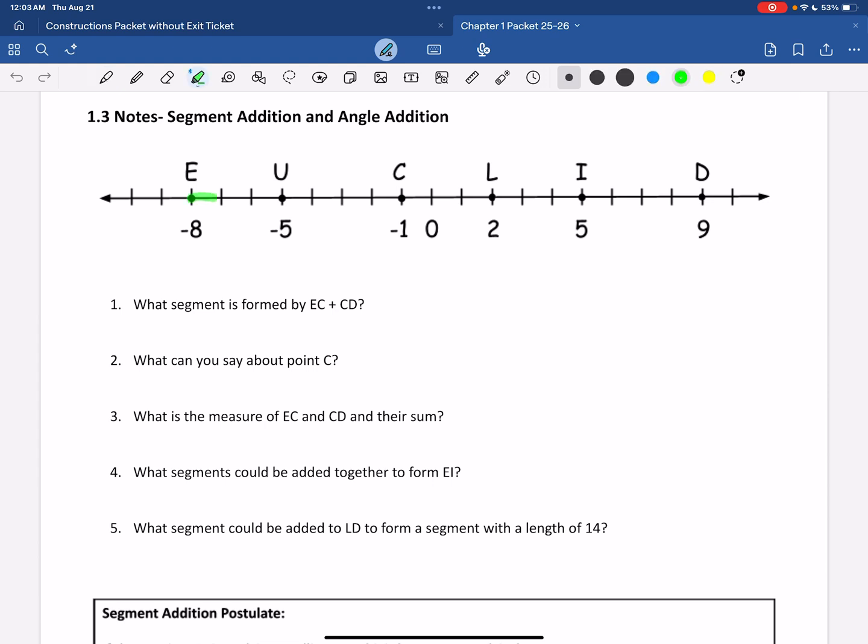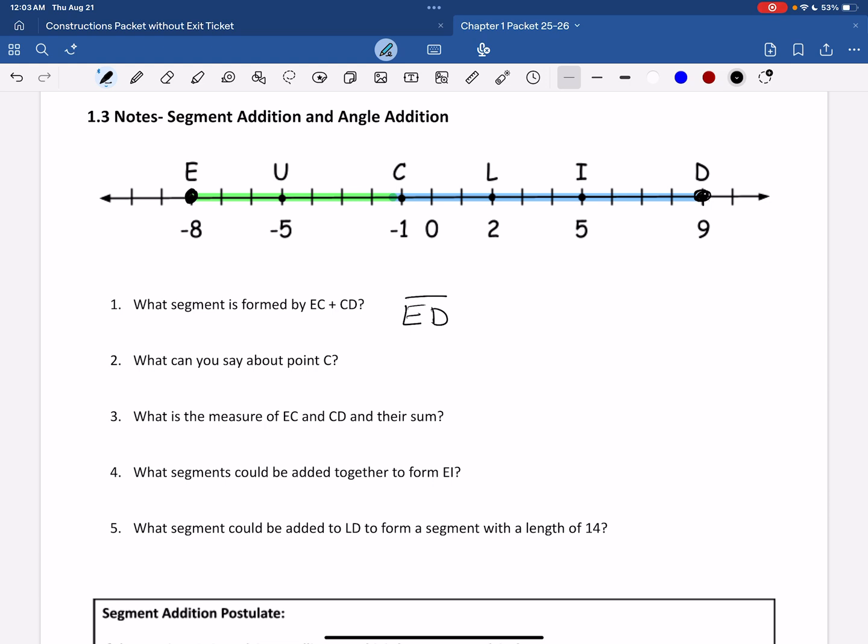So let's look. If I highlight EC here, and then I add to that CD, if you remember, a segment is named by its endpoints. So we've got endpoint E and endpoint D. So with those two together, then this EC plus CD forms segment ED.